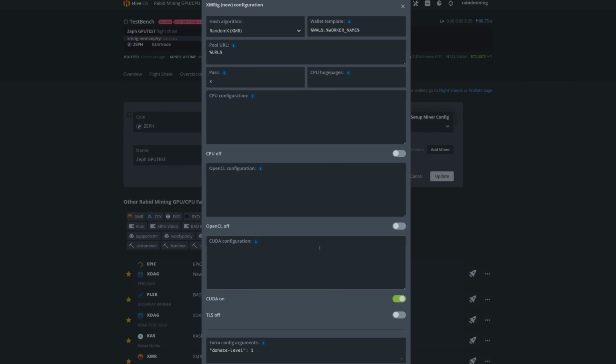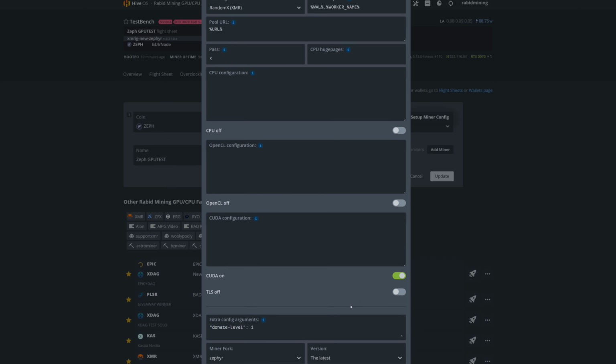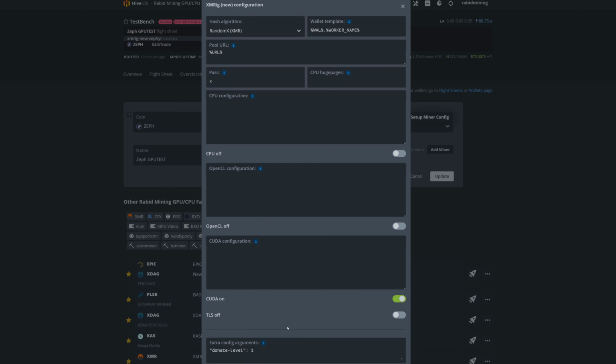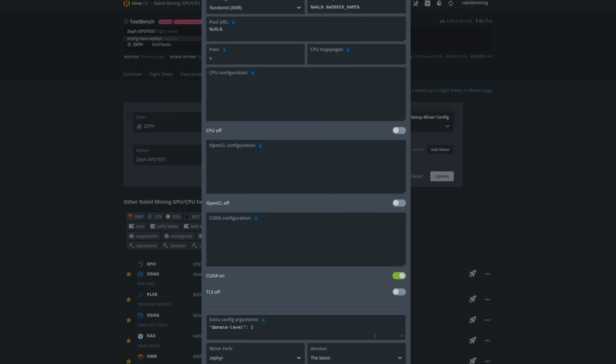So here I am in HiveOS. I have the CPU turned off and I have CUDA enabled, and I'm using the Zephyr miner fork. I couldn't get the GPU to run. It kept giving me invalid algorithm and everything when I used the normal XMRig. So I did use the Zephyr fork and it seemed to work. There's various forks out there that might work as well. This is just what I'm going with for now. But I'm finding some pretty crazy things here.